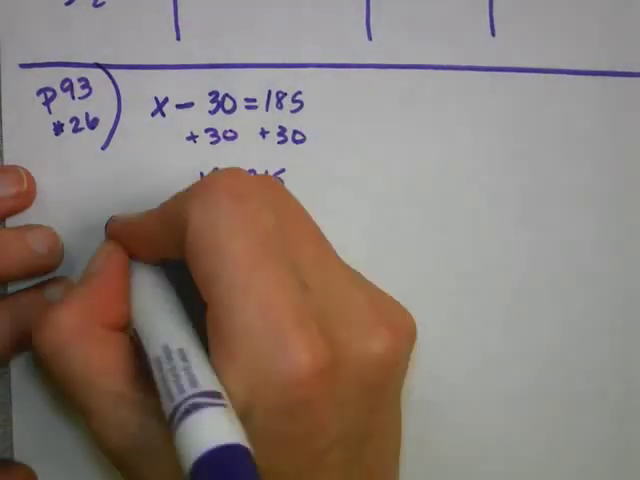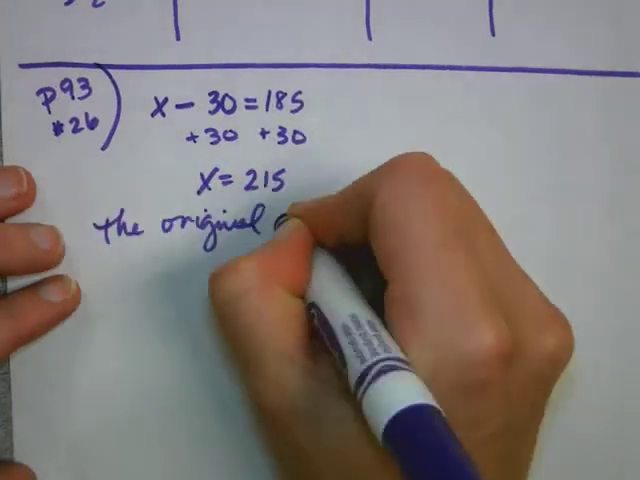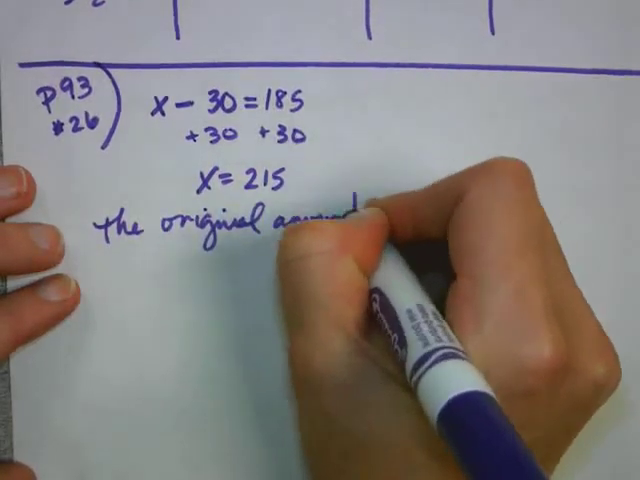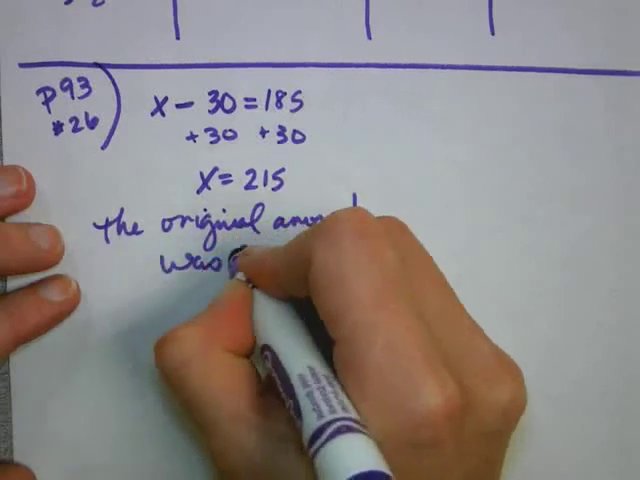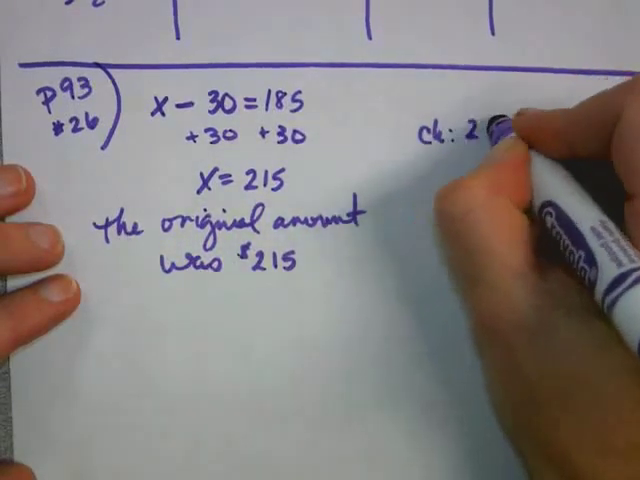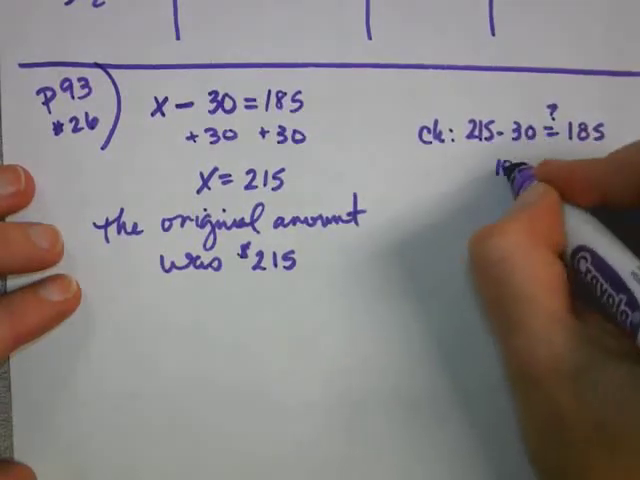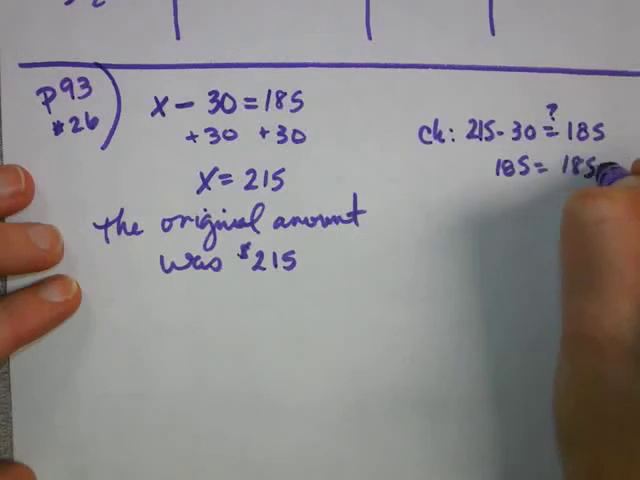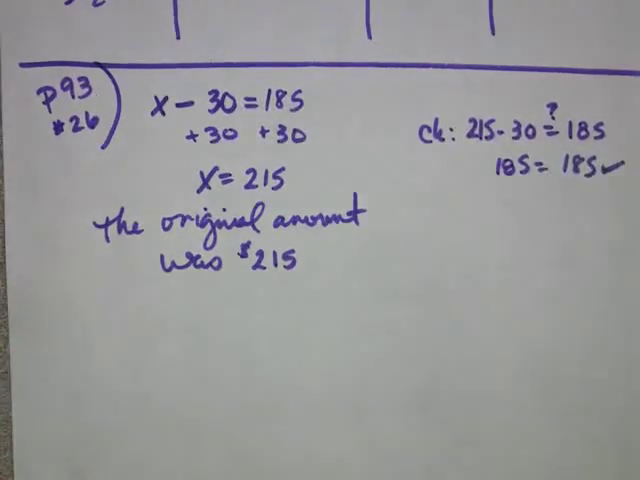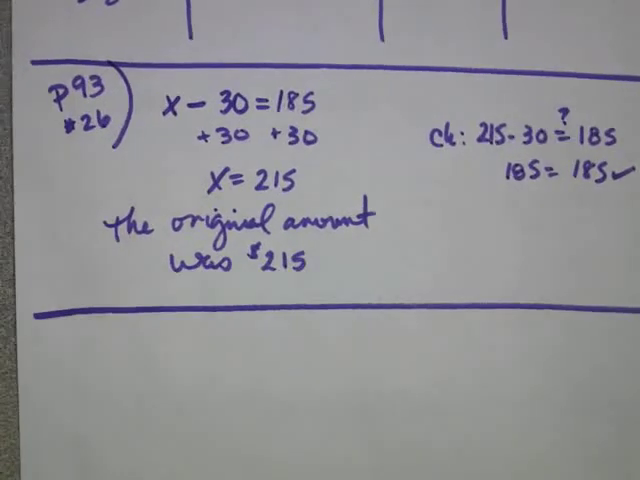So we're going to say the original amount was $215. And we can check it off the side to make sure it works. 215 minus 30, is that 185? Why, yes, it is. Okay? So that's my first word problem. Now you can tell what we're doing in the next practice part, right? We're doing word problems, obviously. So let's practice one more word problem.